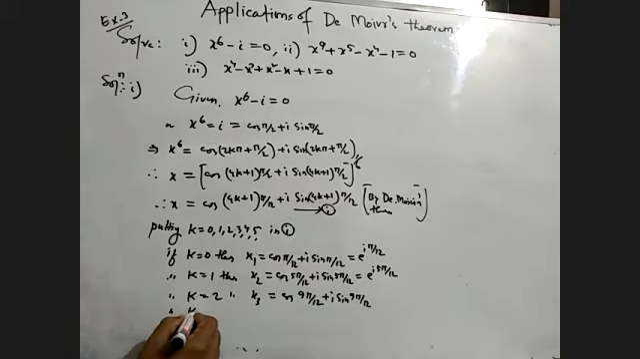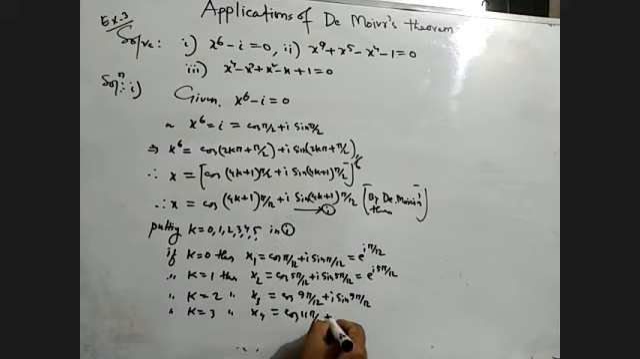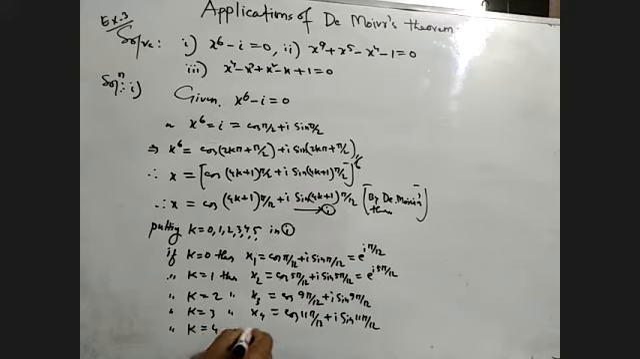Similarly, k equals 3, fourth root: cos 11 pi by 12 plus i sin 11 pi by 12. K equals 4, fifth root.